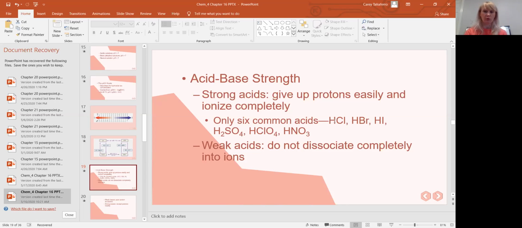So HCl, hydrochloric acid, hydrobromic acid, hydroiodic acid. This is called sulfuric acid. You've got the sulfate group here, sulfuric acid.